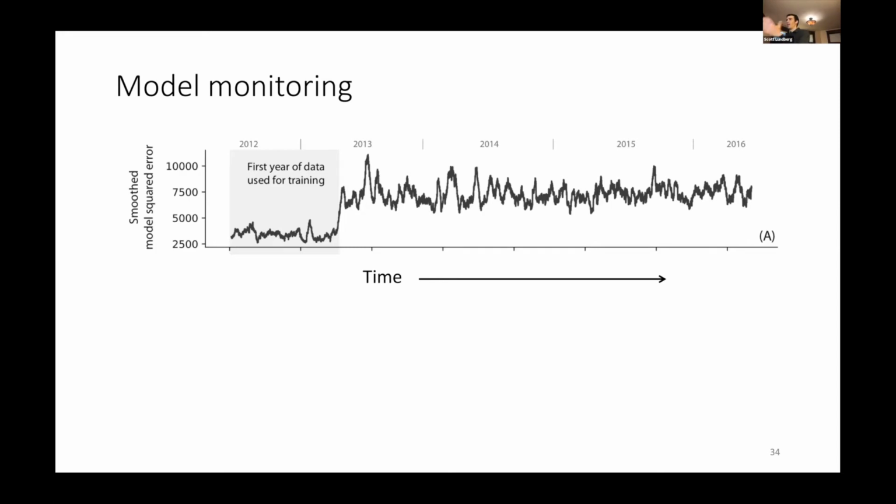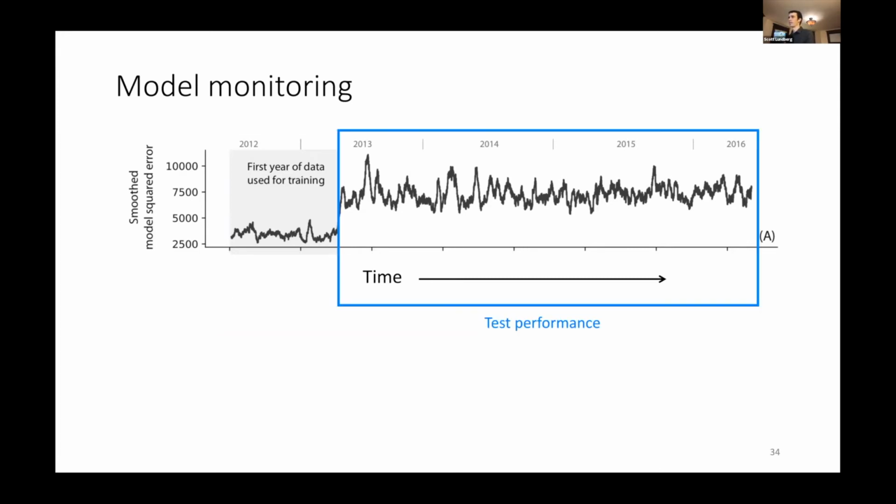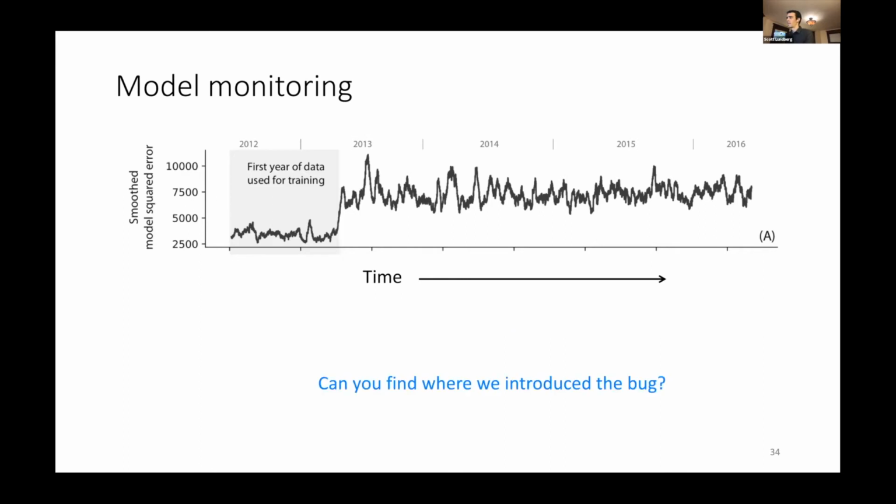So we said, well, if we're interested in finding bugs in the data, let's actually put a bug in and see if we can see it. And the answer is, well, it's very hard to see it. So again, this is the test performance. Somewhere in this test window, we introduced a bug that clearly broke some of the features and hurt model performance. But you can't tell, right?